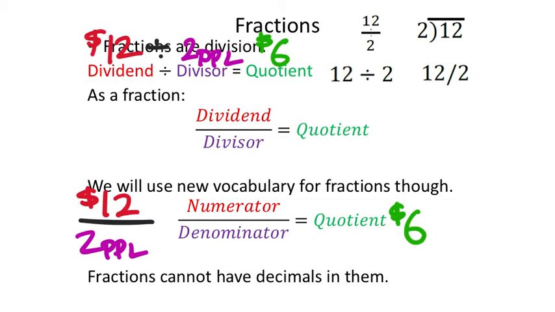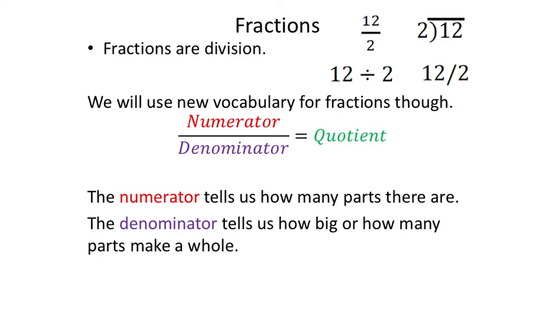Now formally, fractions should not have decimals in them. In fact, they shouldn't have fractions in them either. So not that we should see decimals in them, but I think eventually you might, in which case you should always change those into more proper type fractions. All right, so there's our new vocabulary. Remember, numerator over denominator is the quotient.